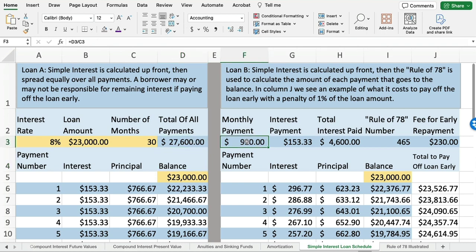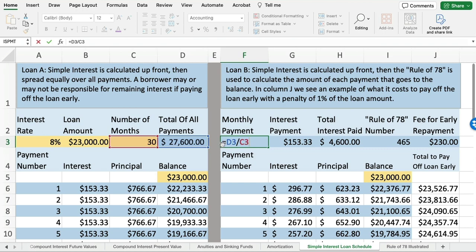To calculate our monthly payment, we don't use the PMT formula. It's really important that you do not use that, because the equals PMT formula is specifically for compound interest that's compounding at the same rate as your payments are being made.